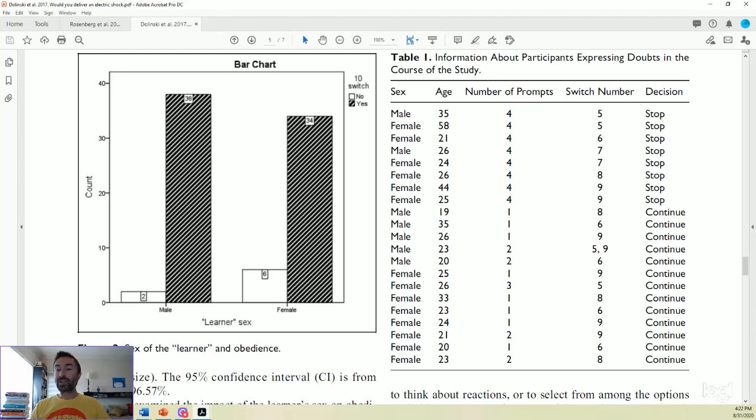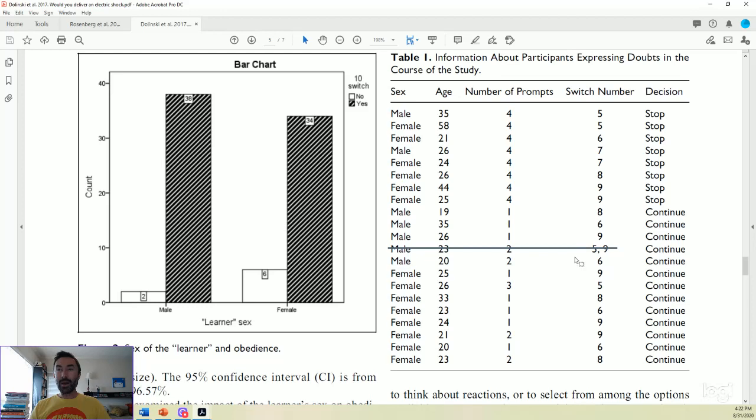Anyway, looking at the data in table 1, we can see a couple things. A little less than half of the participants who expressed doubt, that's all these people, a little less than half of those people stopped. More females than males stopped completely. It's interesting again, but there's a small sample size, so it may not mean much. All but one person only expressed doubt on one switch. This guy, a 23-year-old male, expressed doubt on 2 switches, but everybody else only expressed doubt on 1 switch.